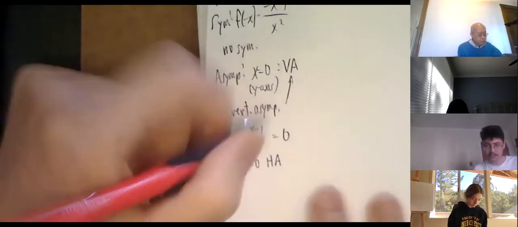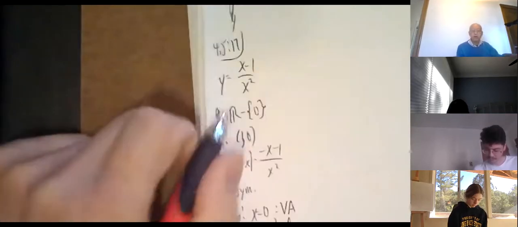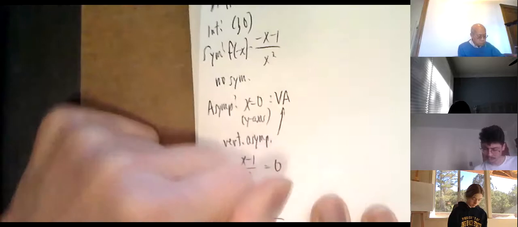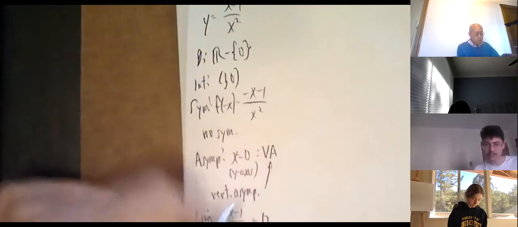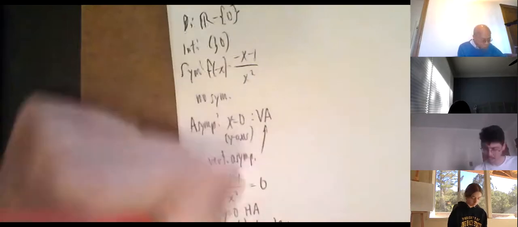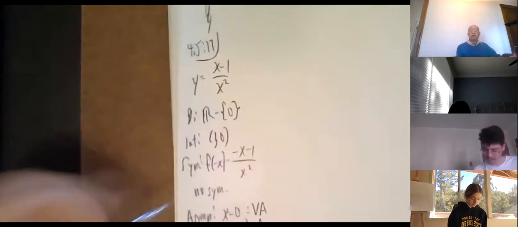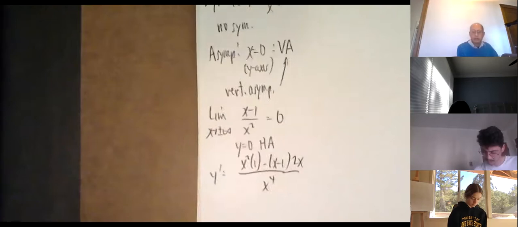All right, so we're ready. So y prime, quotient rule. Bottom times derivative of the top, which is 1, minus the top, x minus 1, times derivative of the bottom, 2x, all over the square of the denominator. What is x squared squared? X to the 4th.